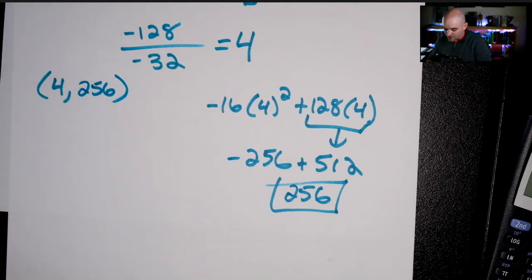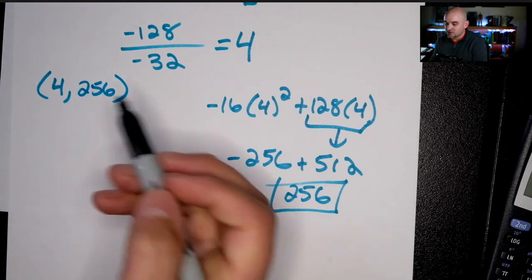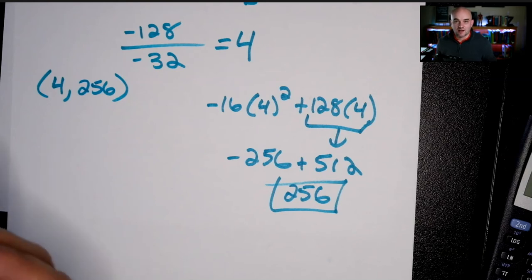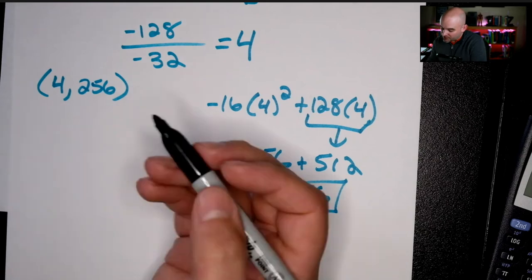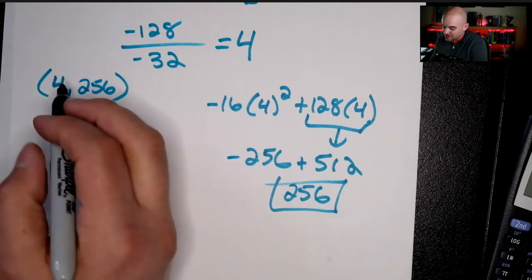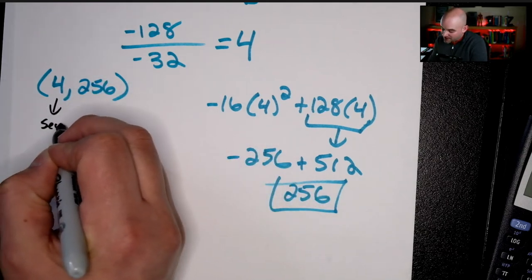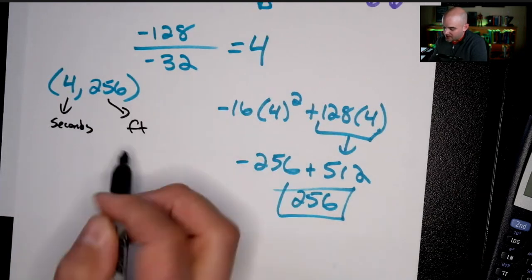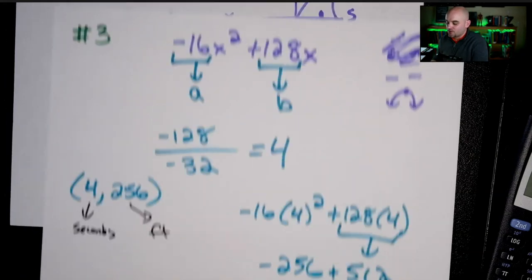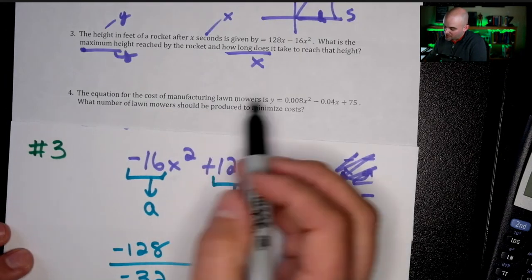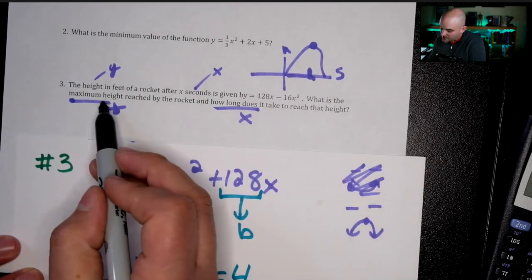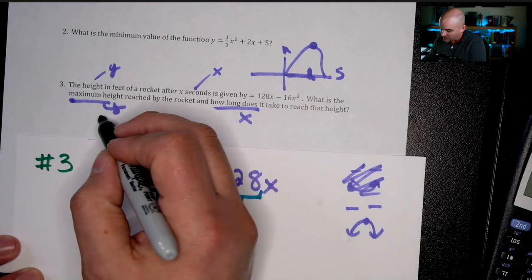Keep in mind that our units here, if you're just talking about math and graphing, 4 comma 256 is where the max height occurs. That point right there is the vertex of the parabola. But if you're talking about the actual word problem in context, it takes 4 seconds to reach 256 feet. That's the height right there. So that answers both questions. If you want to put it in a complete sentence, that's great. So, what is the max height? You can say 256 feet.